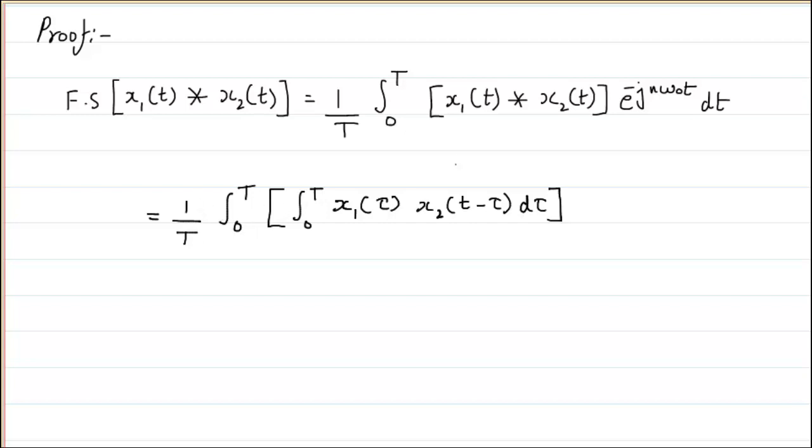Thus we can write 1 by T integral 0 to T, and within this bracket I can write the equation of convolution as x1 of tau into x2 of t minus tau d tau. The integration is generally from minus infinity to infinity, but for a periodic signal the convolution will keep on repeating itself at every period. That's why we are writing it from 0 to T. And then the remaining portion e raised to power minus j n omega naught t dt.